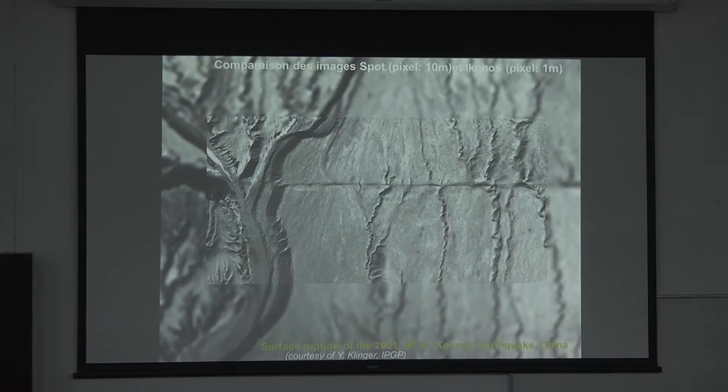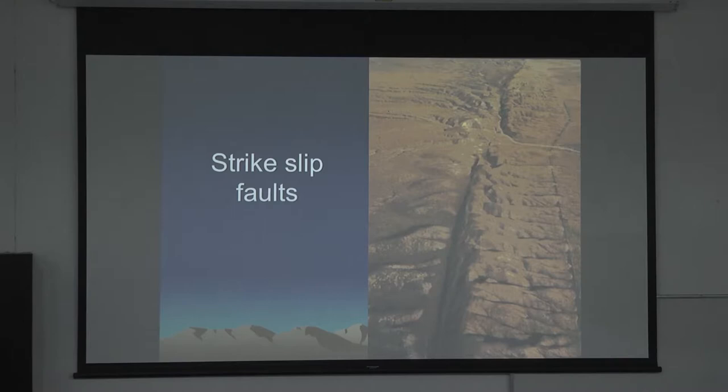So just as a matter of comparison, a SPOT image here with a resolution of 10 meters, and here Ikonos with a resolution of 1 meter. So it seems like you are looking at the same place, but completely blurred. So it's much easier to recognize things here with a good resolution than with a 10 meter resolution. So let's look at the catalog of the different faults at Earth's surface and look at the different examples.